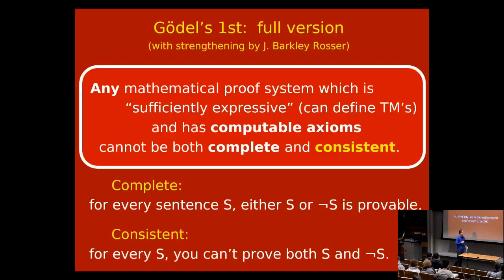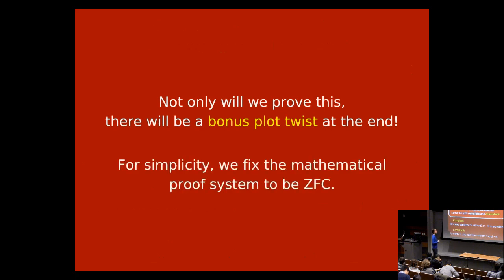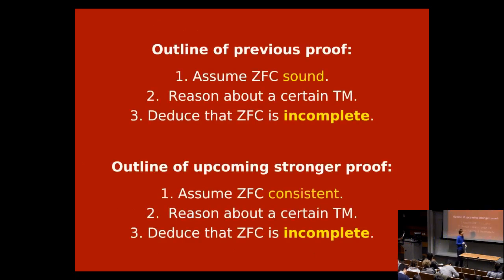Okay. For simplicity, I mean, this statement is about all sufficiently expressive systems, whatever. But let's just say ZFC, the official sort of formal system for deducing regular mathematics. So the previous proof had the following outline. We assumed that ZFC is sound, that you would never have proofs of false statements. And then we invented this Turing machine that is very closely related to the halting problem. And we concluded that it was incomplete, that there had to be some Turing machine M and some x, such that it either couldn't prove M of x halts and it couldn't prove M of x loops. So it was incomplete. And that was the previous proof.